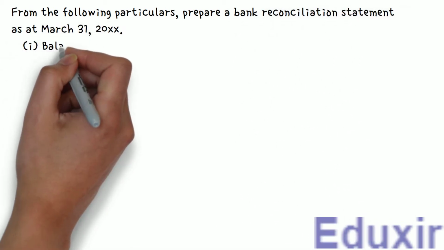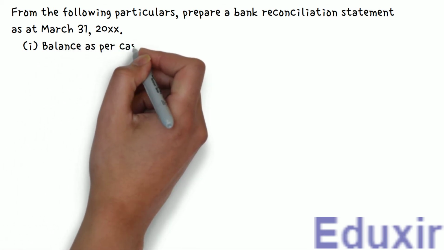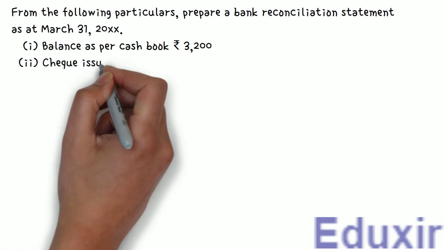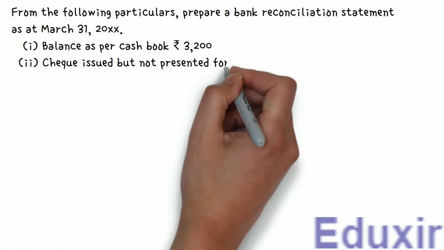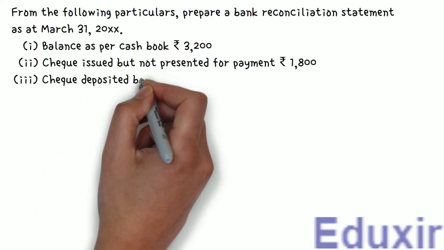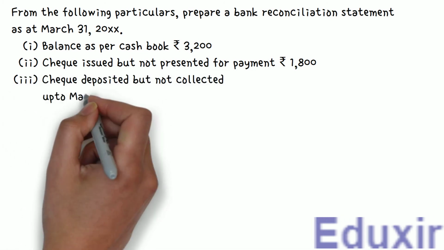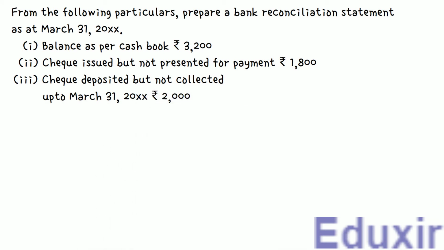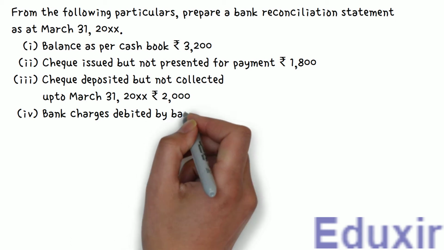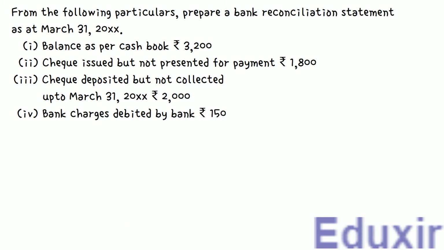Balance as per cash book 3200 rupees. Check issued but not presented for payment 1800 rupees. Check deposited but not collected up to March 31st, 2000 plus 2000 rupees. Bank charges debited by the bank 150 rupees.